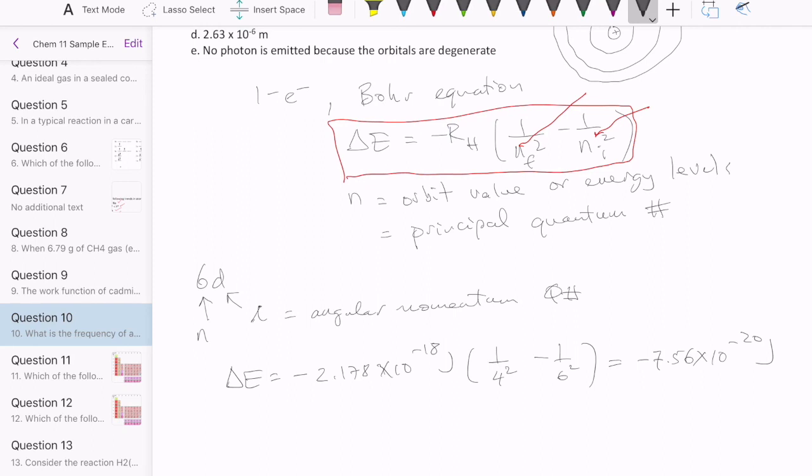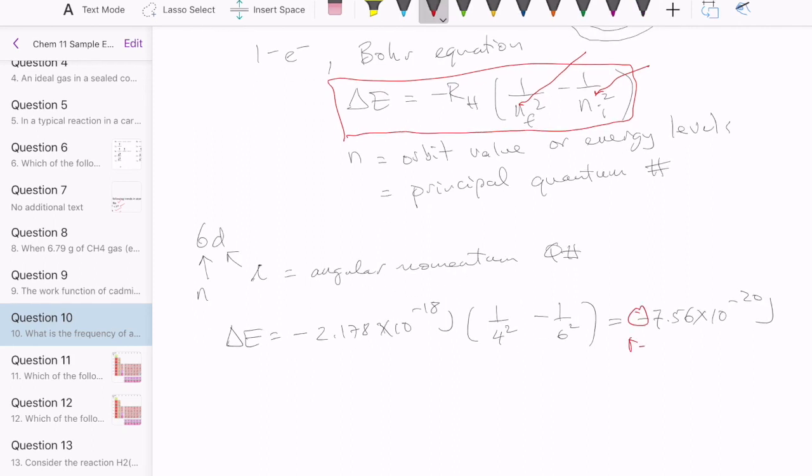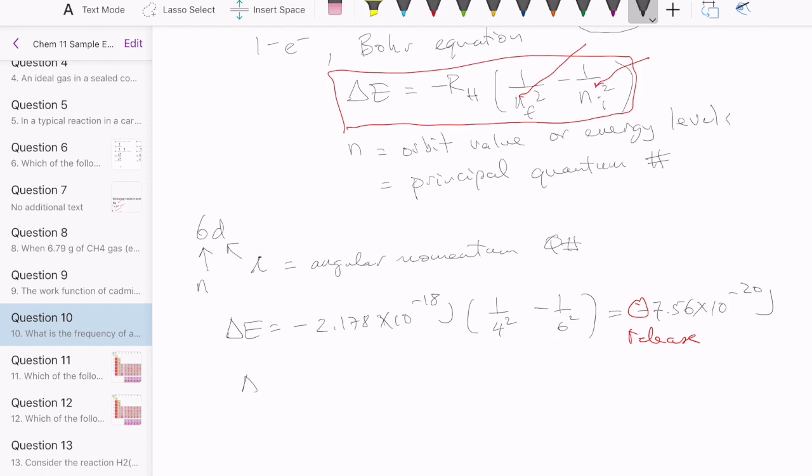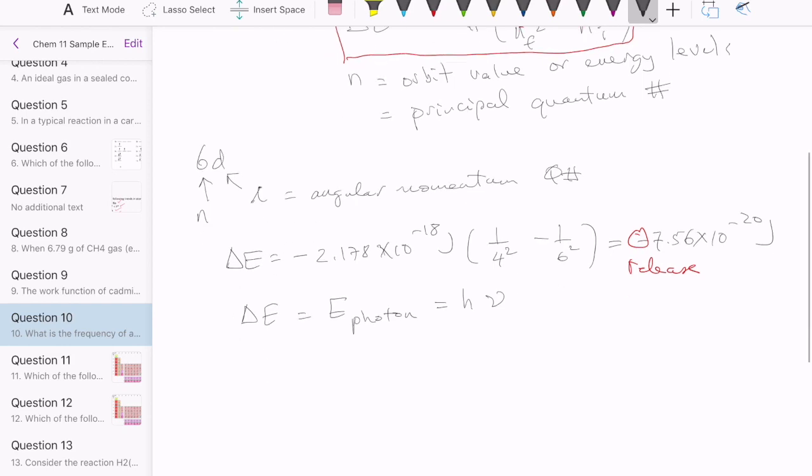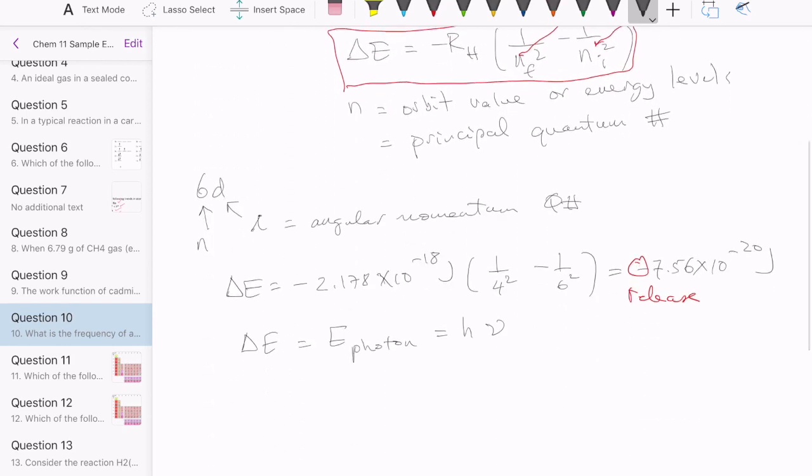The negative here refers to the release of energy, right? So not necessarily anything mathematical, just releasing energy as the electron falls from a higher to a lower orbit. And then the next thing you need to do is say, well, the delta E, the energy that's released, is going to be the same as the energy of the photon that's emitted. And the energy of a photon is h nu, or hc over lambda. In this case, we're trying to find frequency, so we can just say that the energy of the photon will be 7.56 times 10 to the minus 20th joule. That equals h nu.